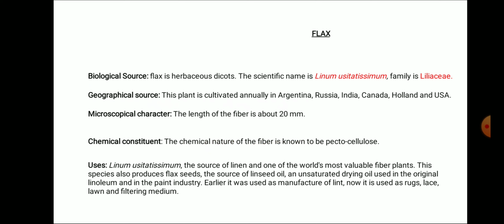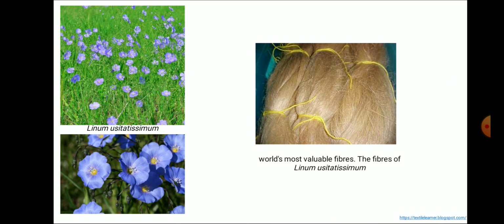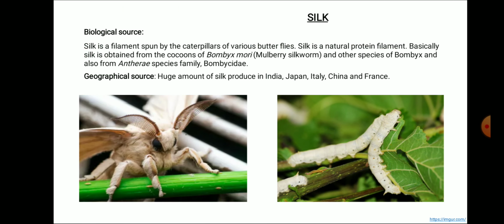This species also produces flax seed, the source of linseed oil, an unsaturated drying oil used in the original linoleum and in the paint industry. Earlier it was used for the manufacture of lint. Now it is used for rugs, lace, lawn and as a filtering medium. It is also used in the pharmaceutical industry for surgical dressing, woven dressing and sutures. Here you can see the Linum usitatissimum plant and flower, and the world's most valuable fiber, linen.